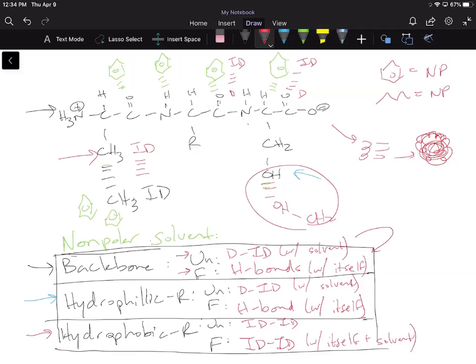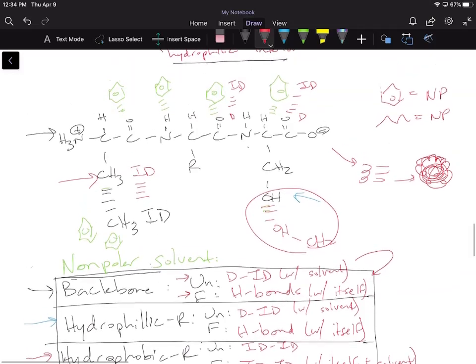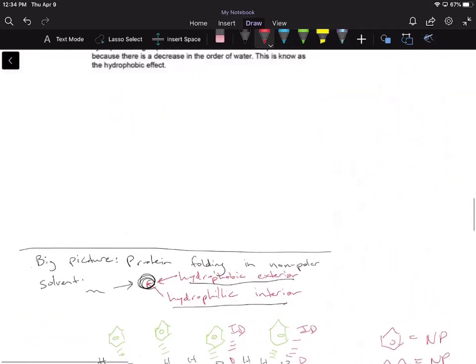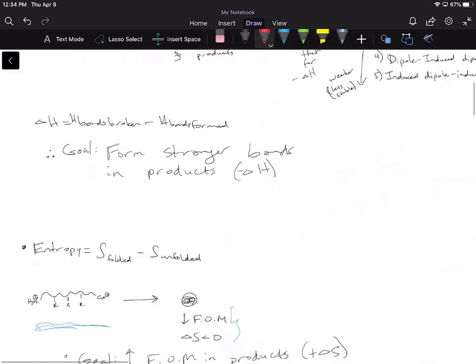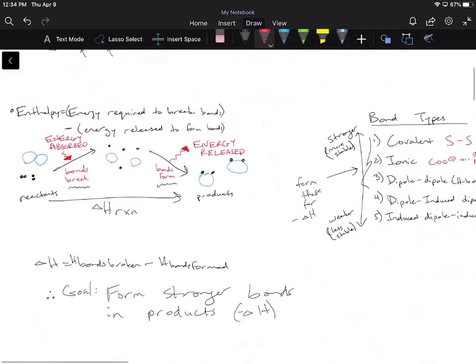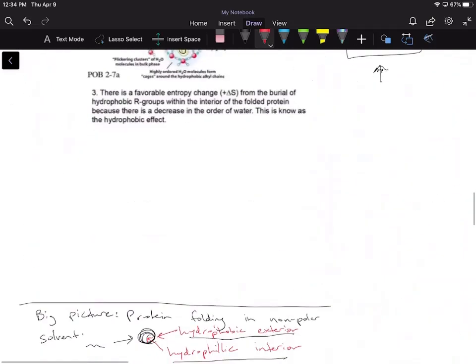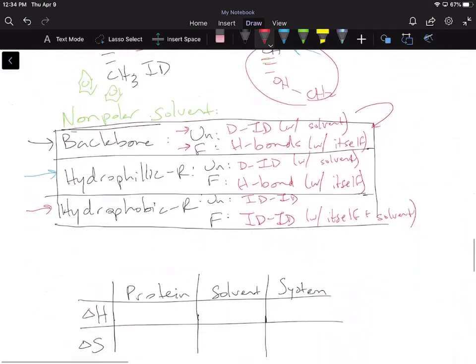Because we're going from dipole-induced dipole to H bonds, we're forming stronger bonds, and whenever we form stronger bonds, our delta H is going to be more negative. Remember, the goal is to form stronger bonds in the products, so that's a negative delta H. So over here, I'm going to just put a negative delta H because we formed... Here we go. We're just going to go negative delta H.